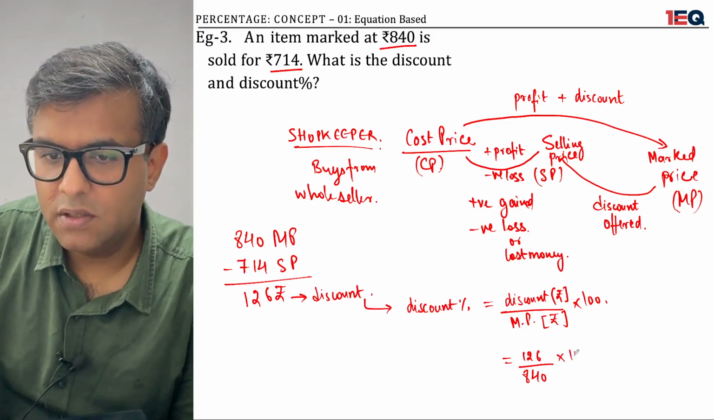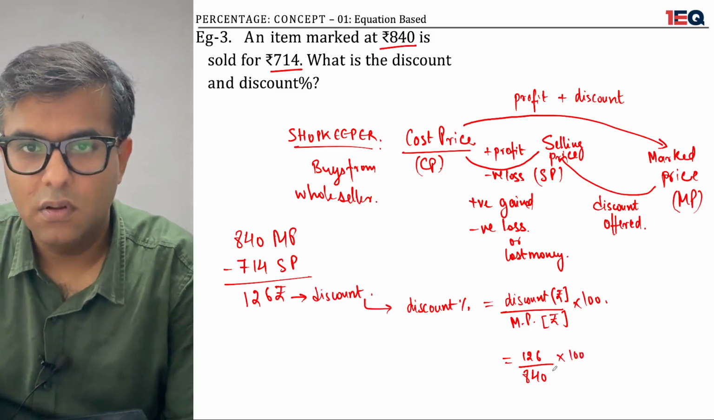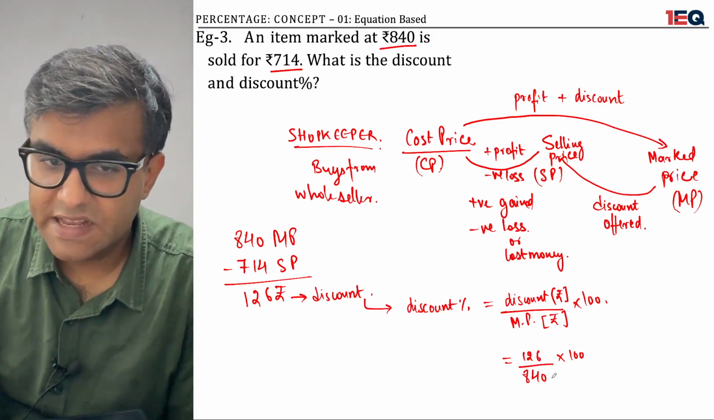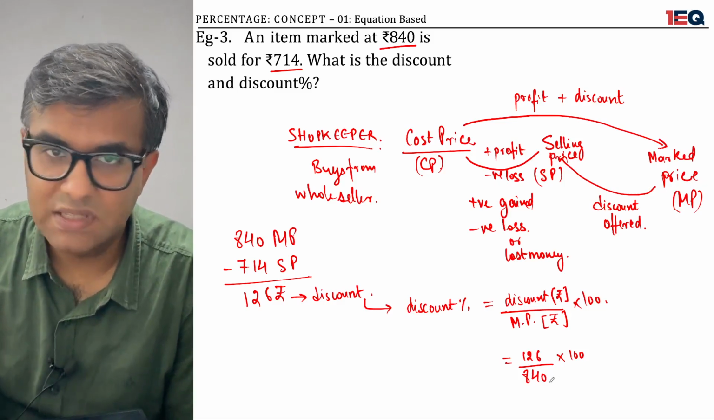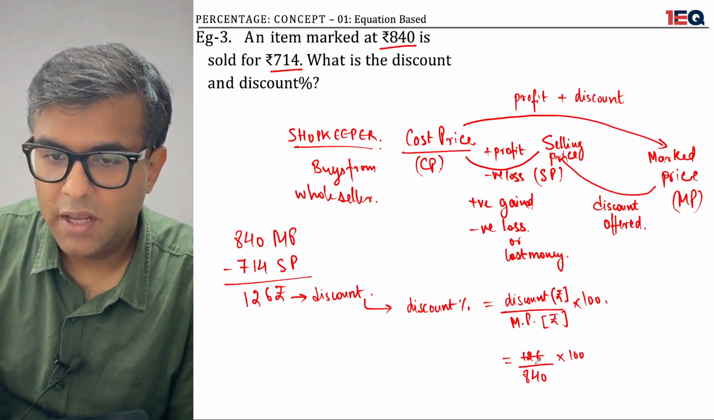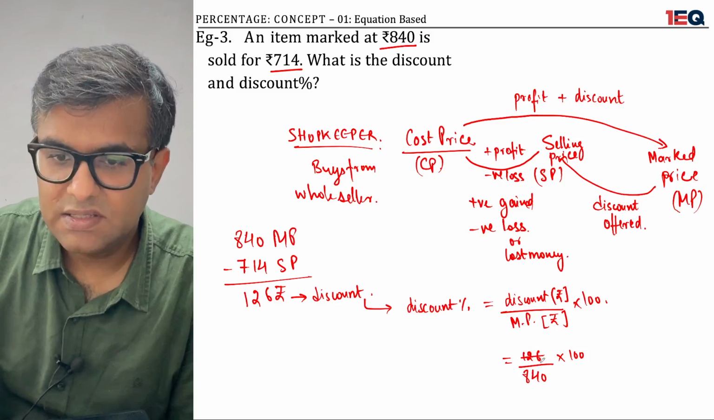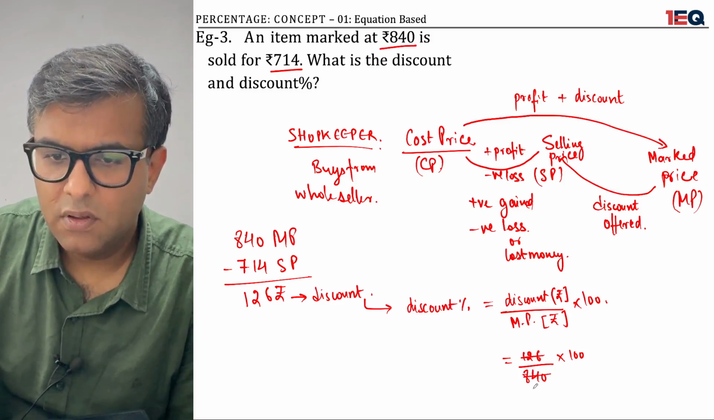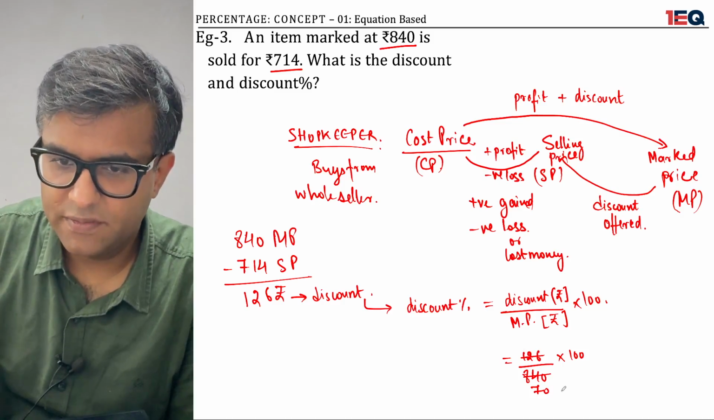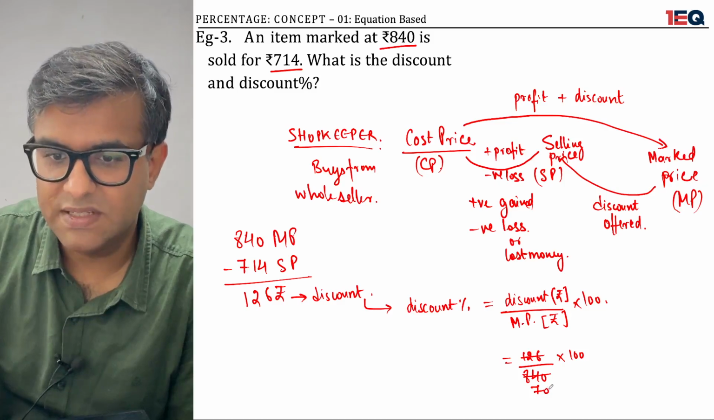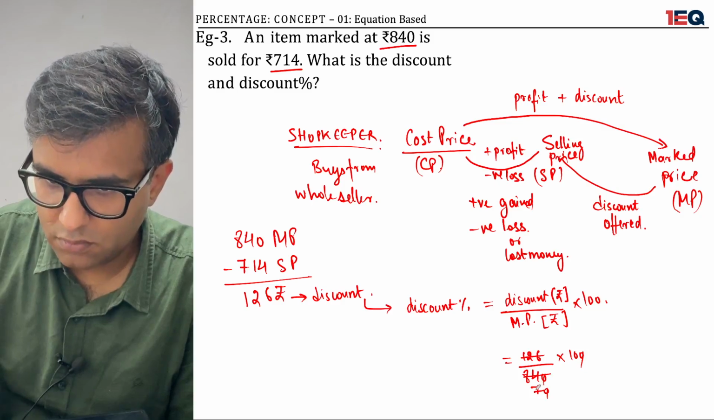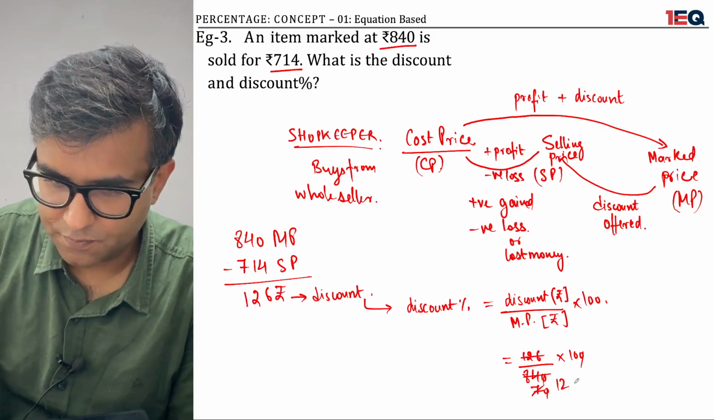Do not commit the mistake of having 714 in the denominator, because that is the selling price, not the mark price. I am cancelling it. 7 or maybe 12. Okay, 12 sevens are 84. This is not going by 12. Okay, so this is how mistakes are made. I'll just cancel out the 0 with the 0. I'll make it with 7.